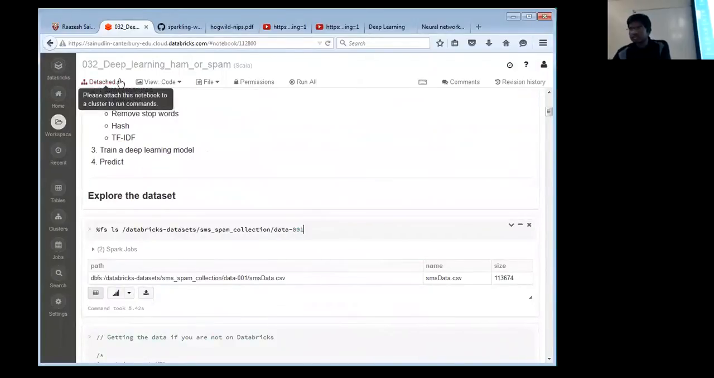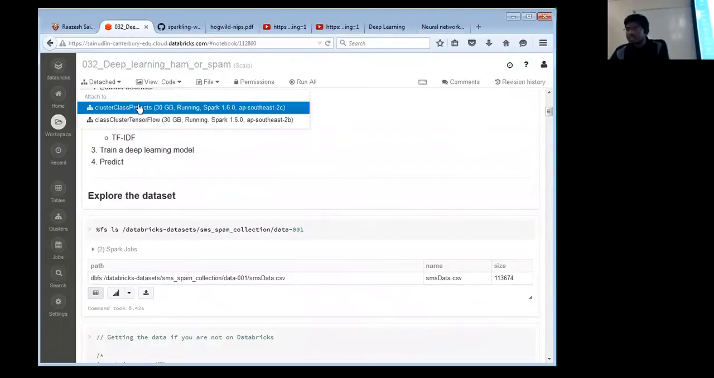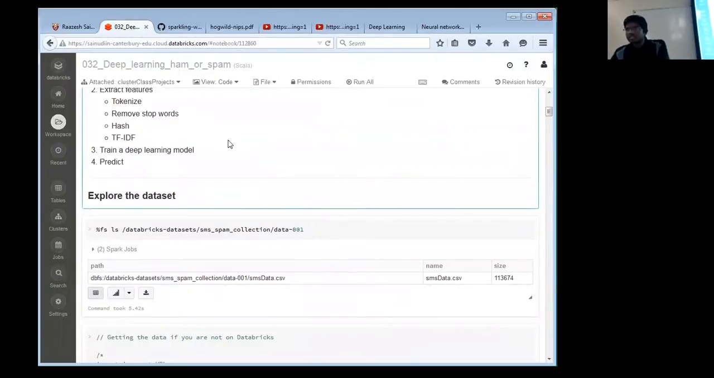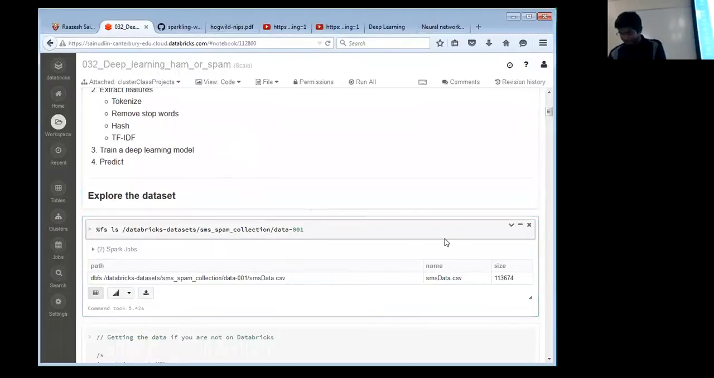My notebook is not attached to a cluster, so I'll attach it to this one. One thing to remember when running H2O AI on Spark on Databricks is that you need at least 3 worker nodes, otherwise this doesn't run. It's quite memory hungry and power hungry.